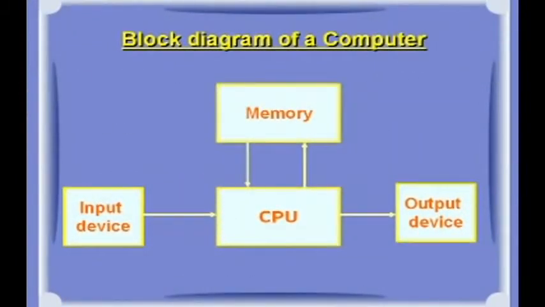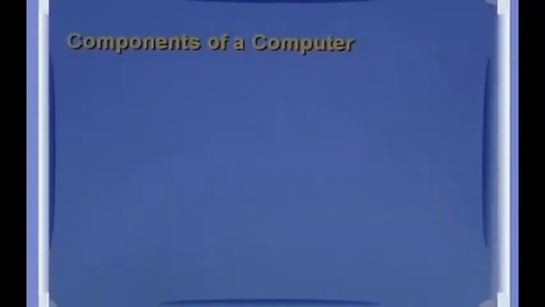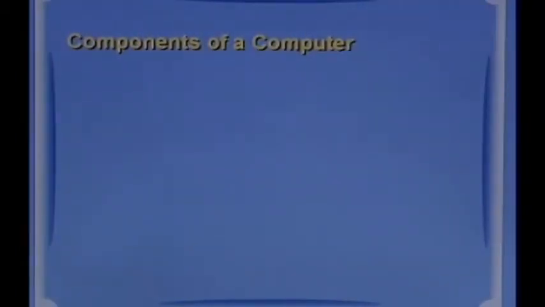The block diagram of a computer consists of 4 parts as shown in this diagram. It is mainly the CPU, the input device, the output device and memory. Now we will take up each one of these in detail. The components of a computer as given in the block diagram are the CPU, that is central processing unit, input devices, output devices and memory. We will study the details of each one of them.